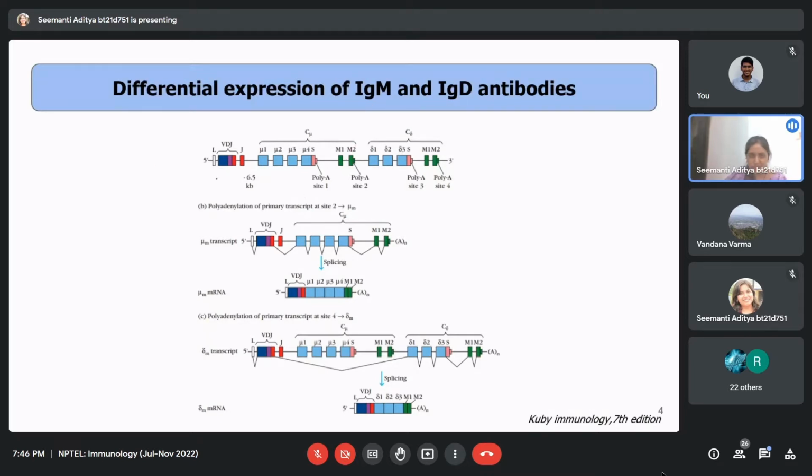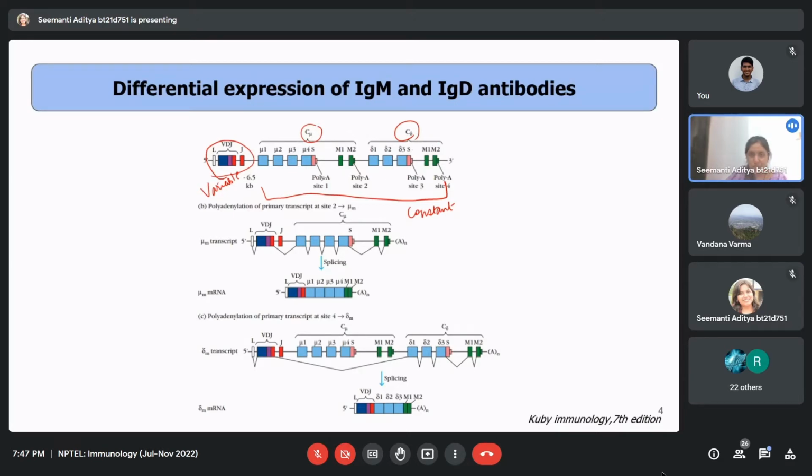So, as I was explaining, this is the VDJ part of your heavy chain, and just next to your VDJ part, this is the variable region, and this denotes the constant region. In the constant region, the first part is the mu chain, and the second part is the delta chain, which corresponds to the IgD type of antibody. The mu chain has different segments: mu1, mu2, mu3, etc. And the delta chain also has different segments: delta 1, delta 2, delta 3, etc.